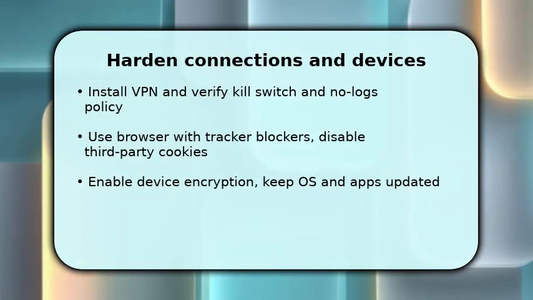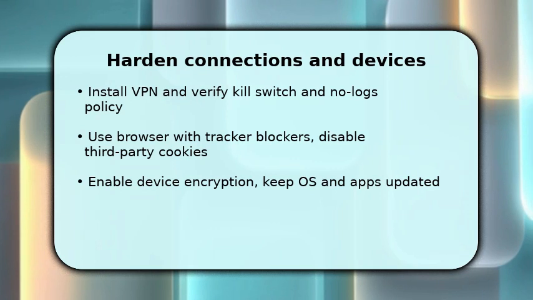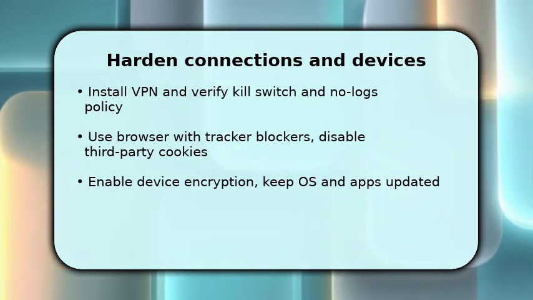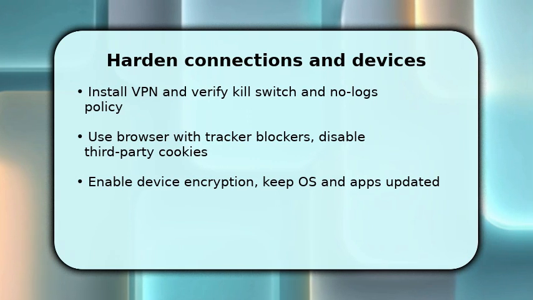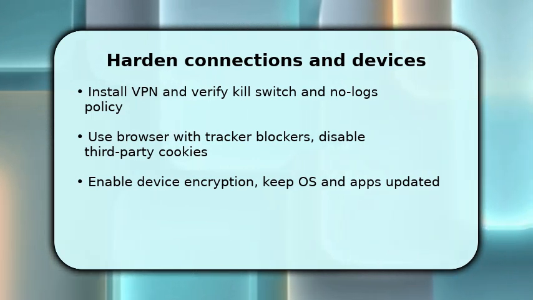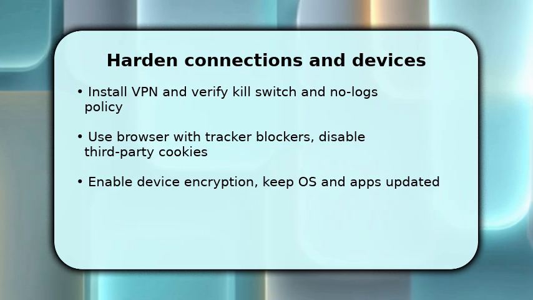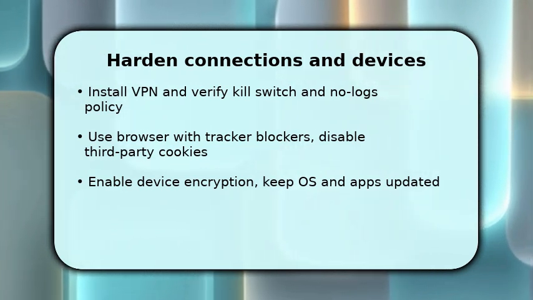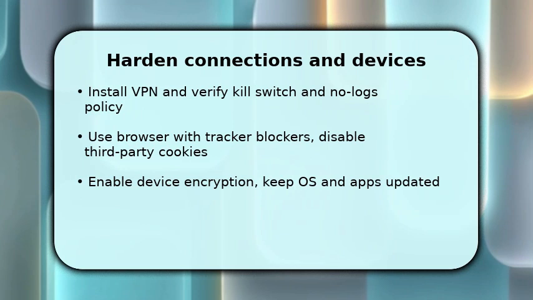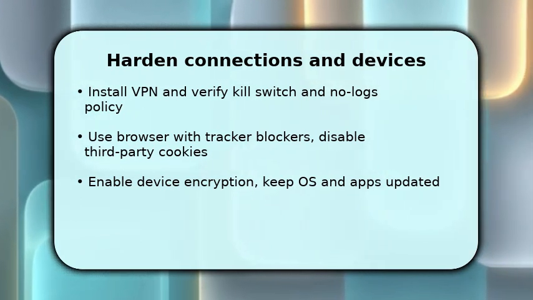Now harden how you connect and what you use. First, configure your VPN and test the kill switch. Confirm IP leak protection and no logs claims. Then create a hardened browser profile. Enable tracker blockers, disable third-party cookies, and use HTTPS-only mode. Consider a separate browser for sensitive tasks.